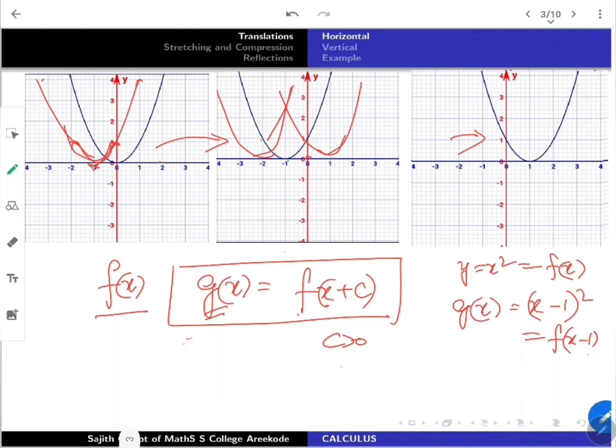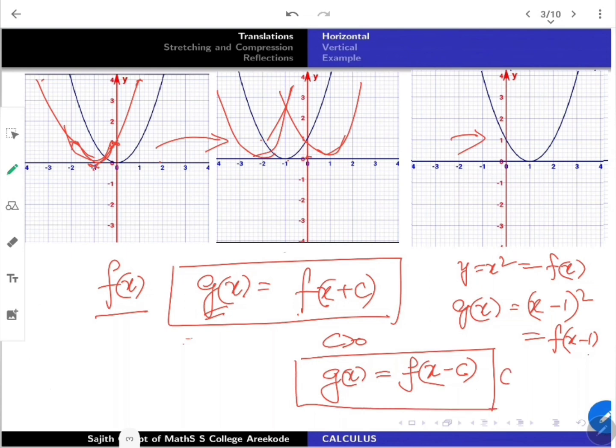So that can be stated as follows. If g of x is defined by the rule f of x minus c, where c is again a positive constant, the graph of g is obtained from the graph of f by just shifting c units horizontally right. Just shift c units right. So this is what the whole translation business, horizontal as well as vertical things, is going to be.